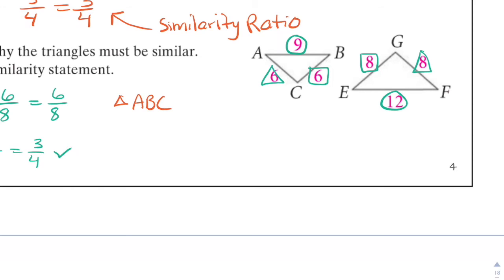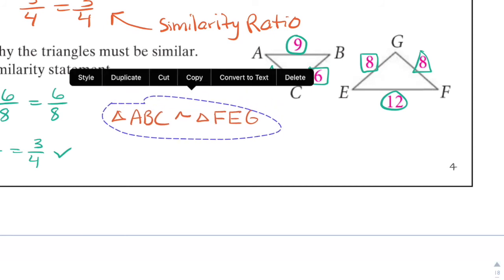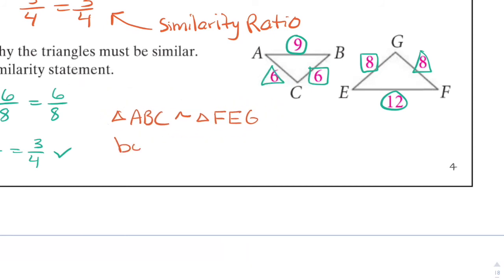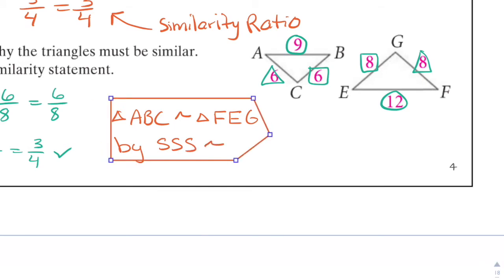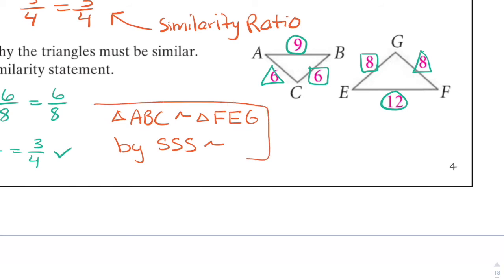But what I will do is I'll start at F and I will go in the direction of E and then G, because I'm going to stick with going clockwise. Again, it doesn't really matter. We're going to say it's similar by the side, side, side similarity. And that is it for that one.